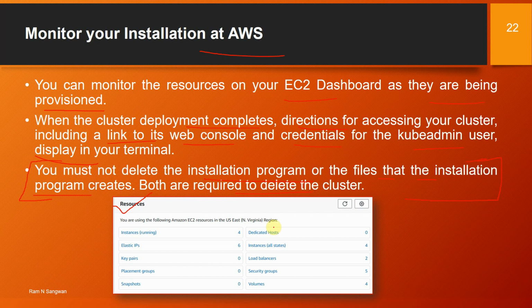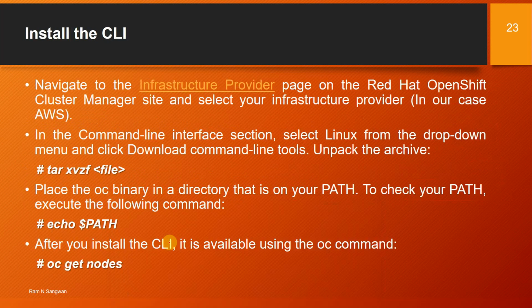And this is a screenshot of my AWS dashboard, where you see running instances, dedicated hosts, load balancers, security groups, volumes, elastic IPs, all of these are created. Navigate to the infrastructure provider page on the Red Hat OpenShift Cluster Manager site and select your infrastructure provider, in our case AWS. For the CLI, that is the oc command line interface, visit the page, select the Linux platform from the drop-down menu and download the command line tools.